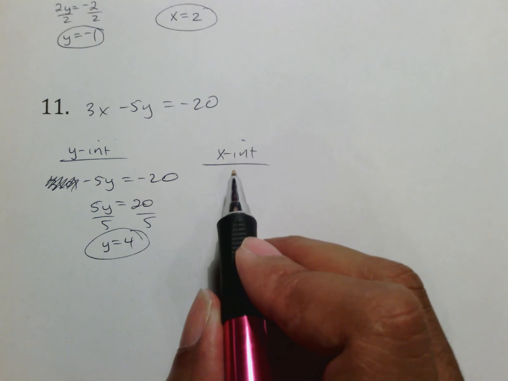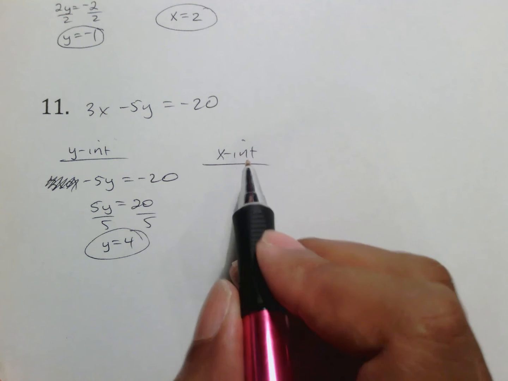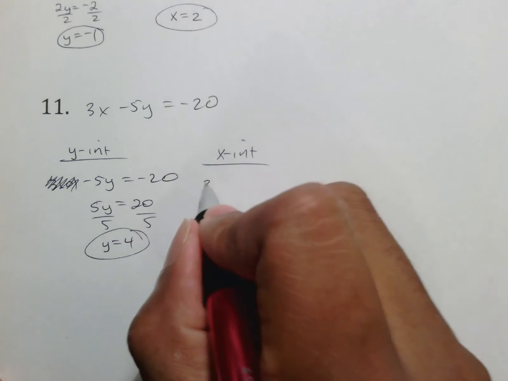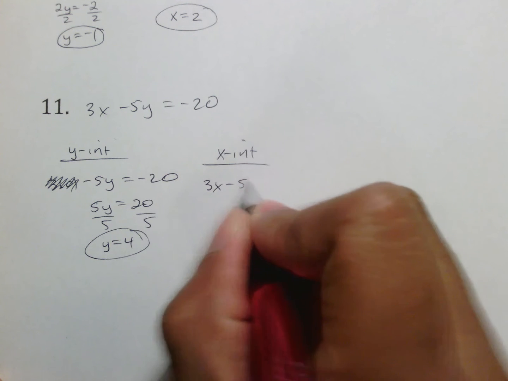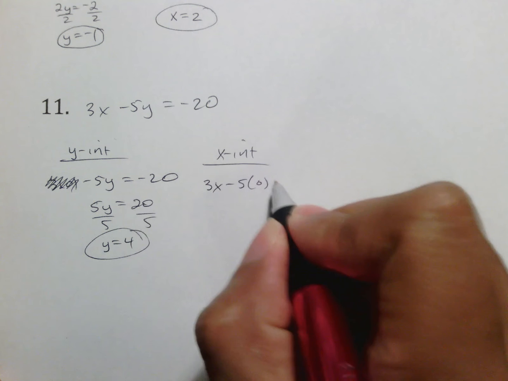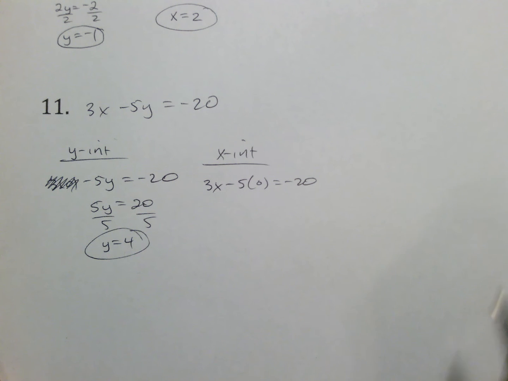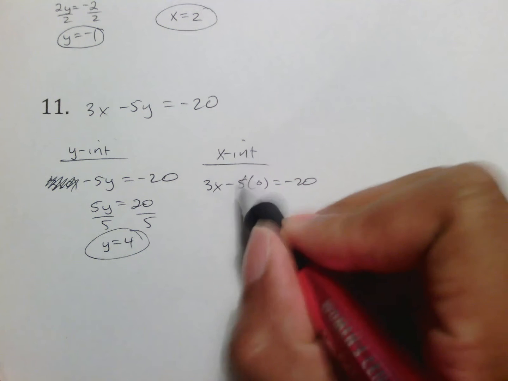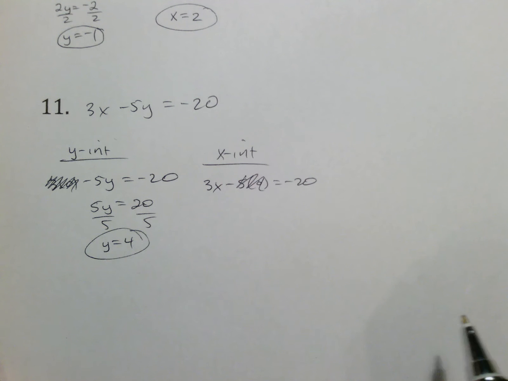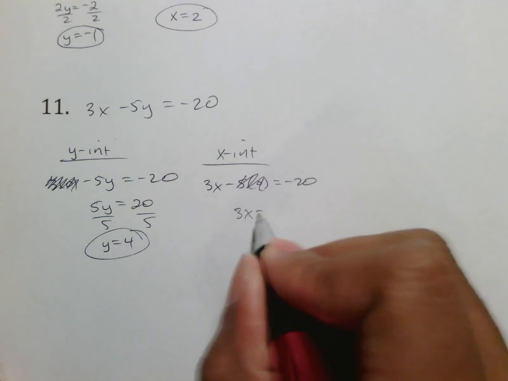I then go over and do my x-intercept. Again, x-intercept means I put 0 in for y, and so I will rewrite everything else from the original equation except I'll put 0 in for y. I will then recognize that this 5 times 0 ends up going away, leaving me with 3x equals negative 20.